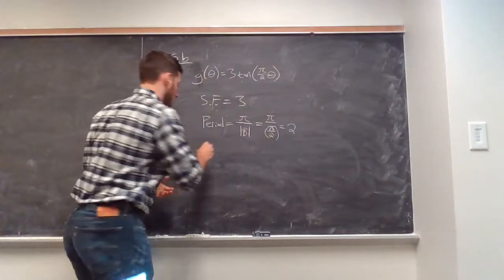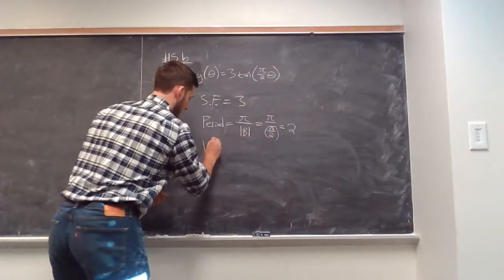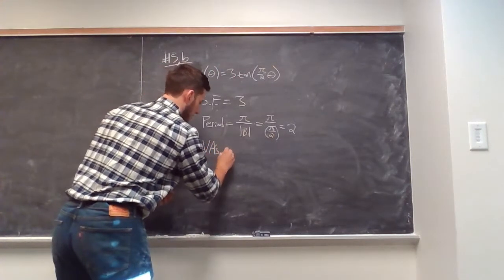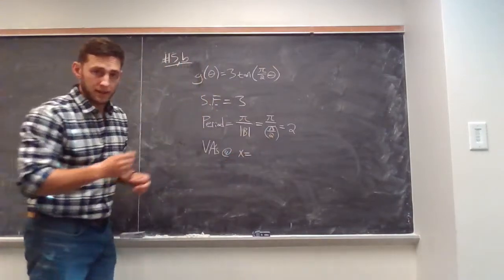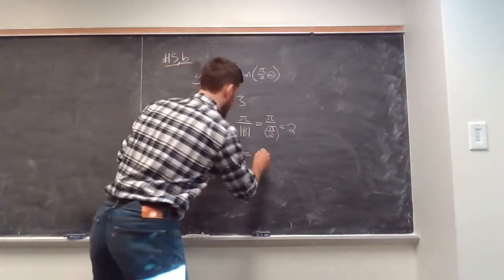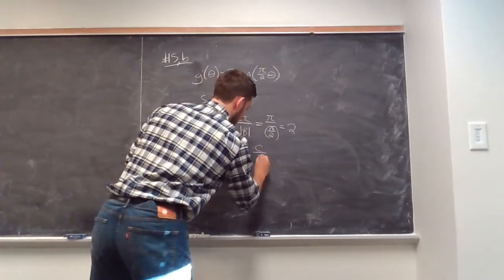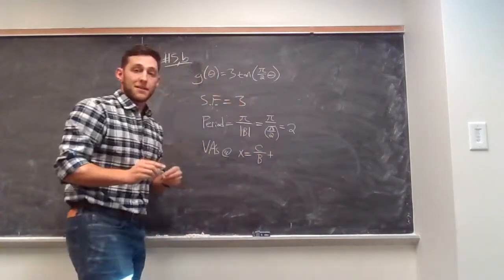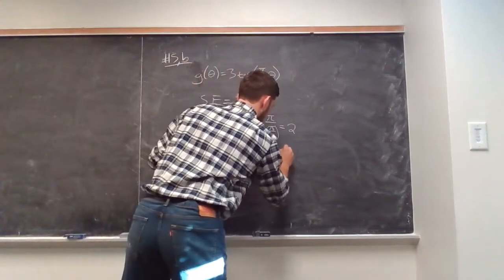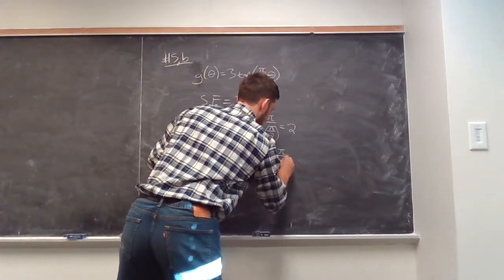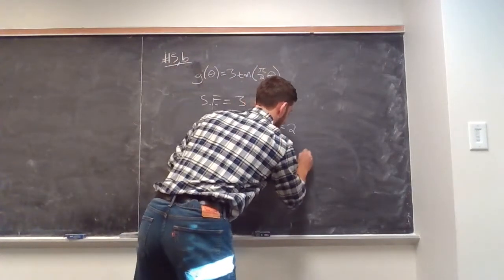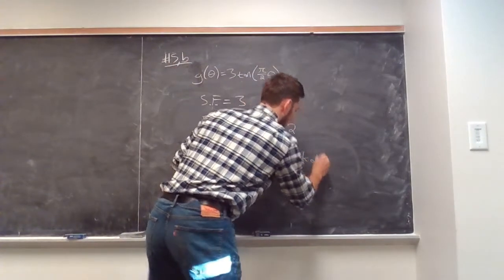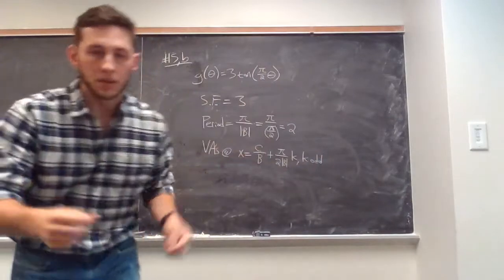Last but not least, the equation of the vertical asymptotes. This one's a little bit goofy. It's your phase shift, C over B, plus pi over 2 times the absolute value of B times K, where K is an odd integer. If you just put K odd, I know what you mean.